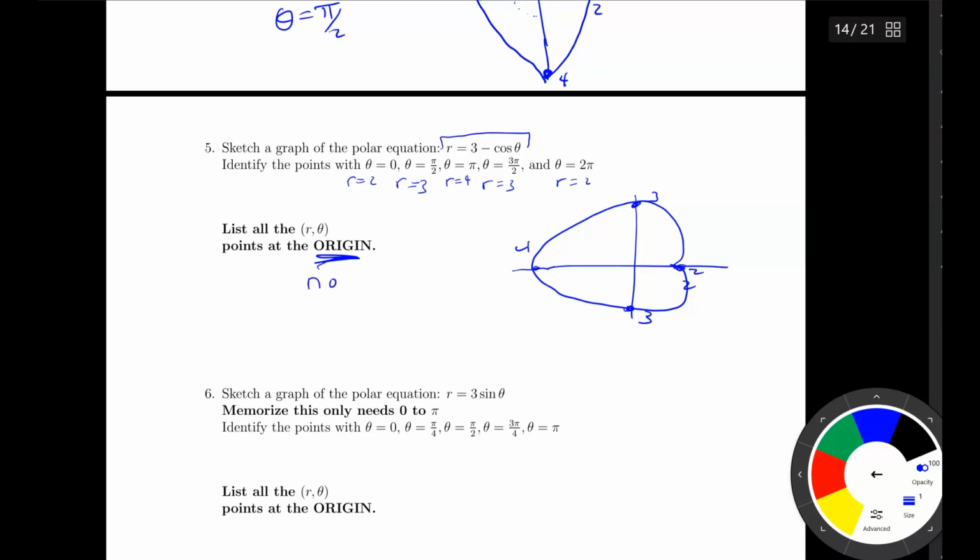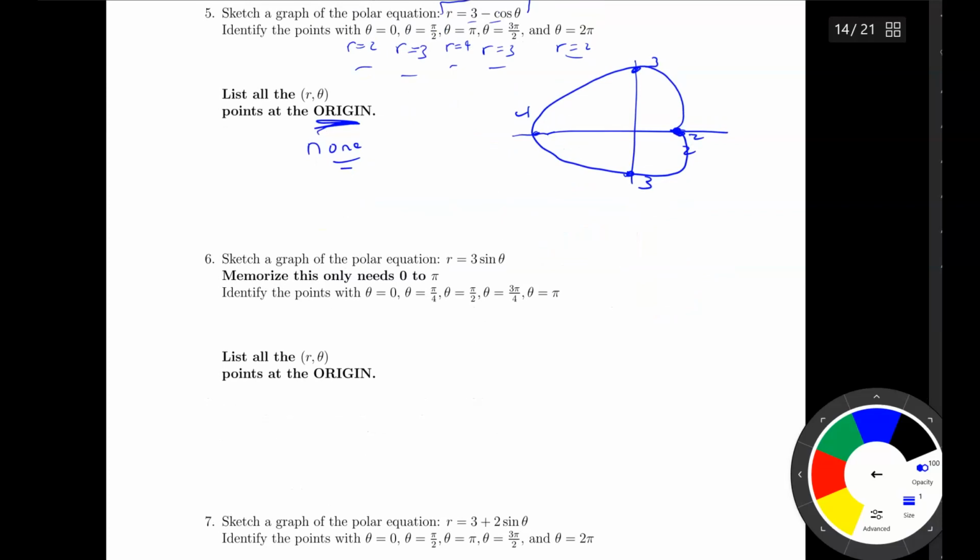There are no points at the origin. It's a dented heart, so the pinch of the heart does not go into the origin. There are no values where r equals 0. So when these numbers are not the same, then you won't get a point that goes into the origin.